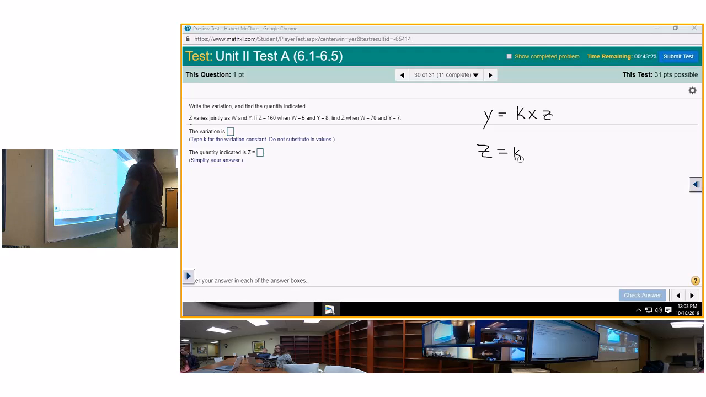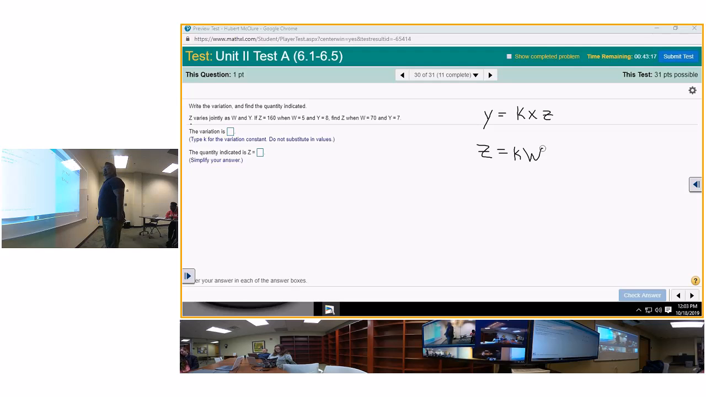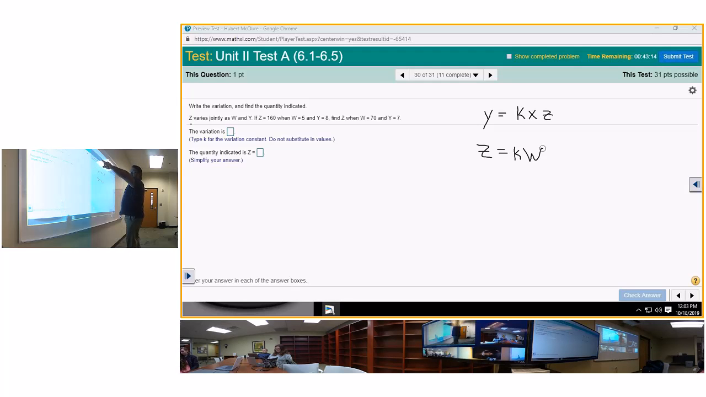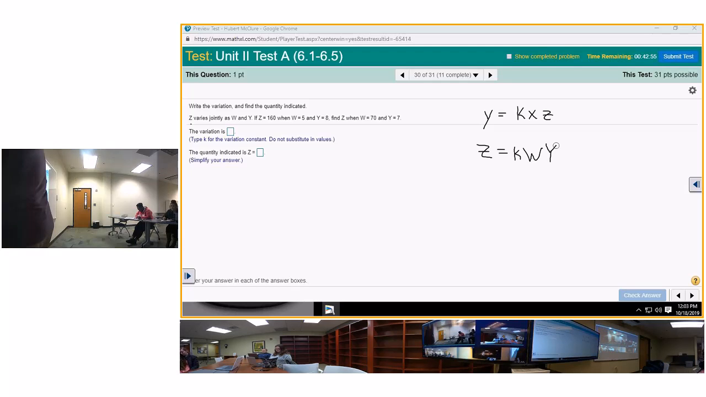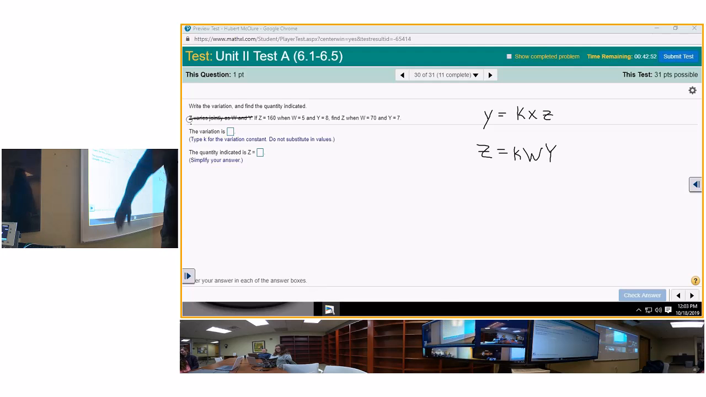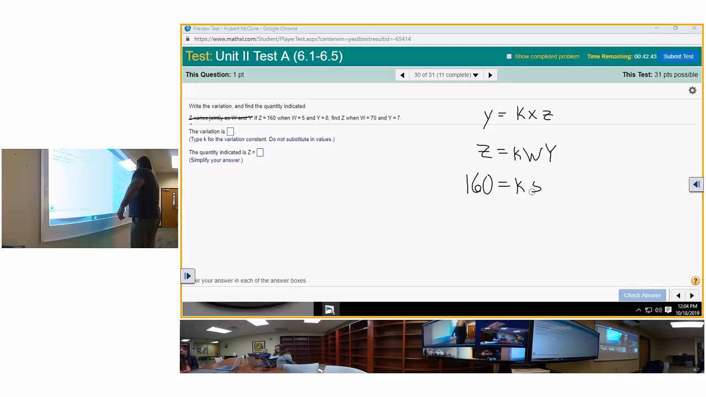X will be replaced with W, and Z will be changed to capital Y. All right, Z is equal to 160, W is equal to 5, and Y is equal to what?